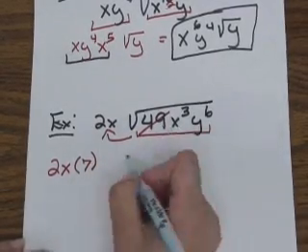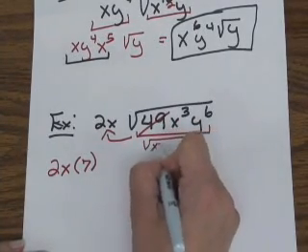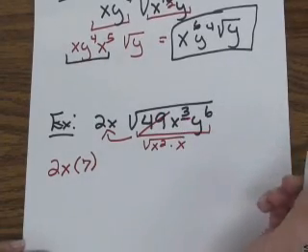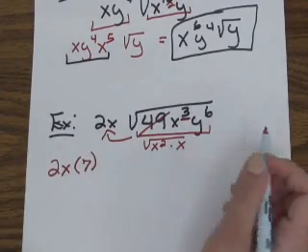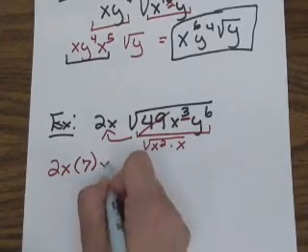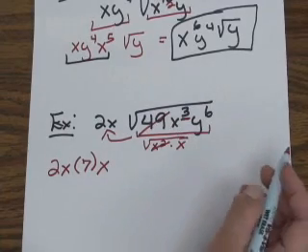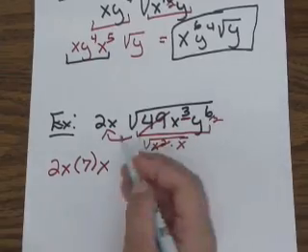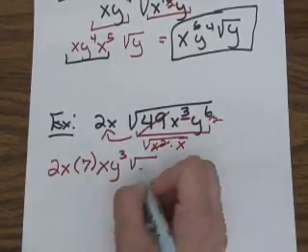X cubed can be broken down into x squared times x. Again, the reason I did that is because the exponent is odd. It's easier for me to find the square root of variables raised to an exponent when they're even. So the square root of x squared is simply x. I cannot find the square root of this x because there's only one. The square root of y to the 6th is simply y cubed because 6 divided by 2 is 3. Now the only thing that's left under my radical symbol is my x.